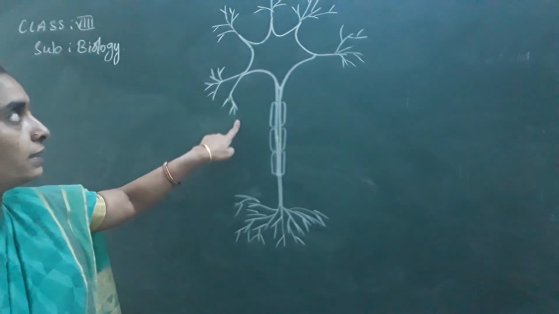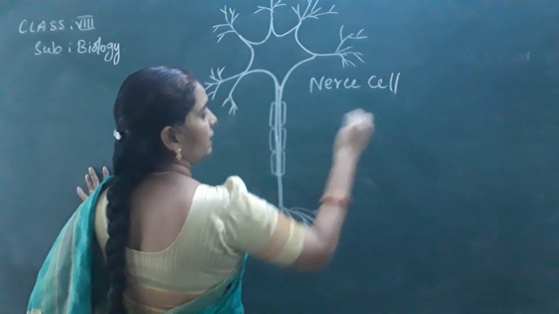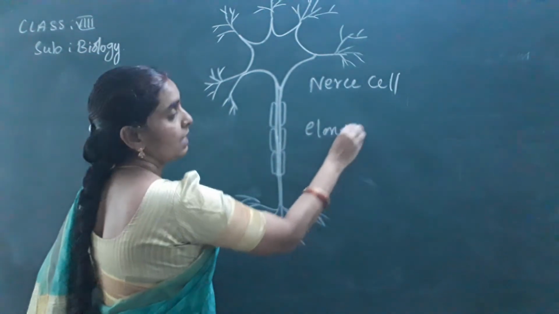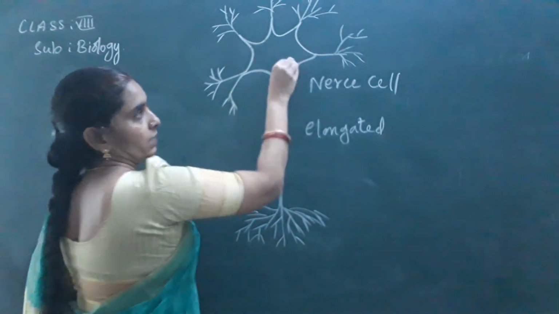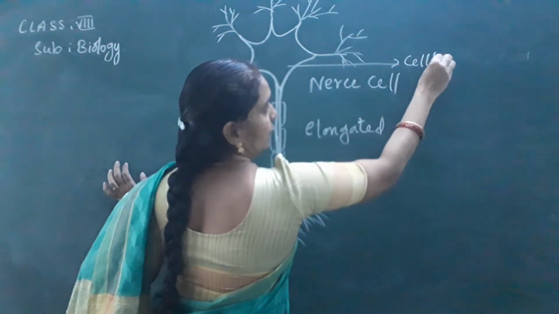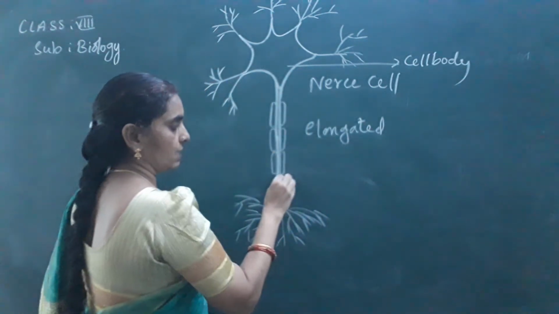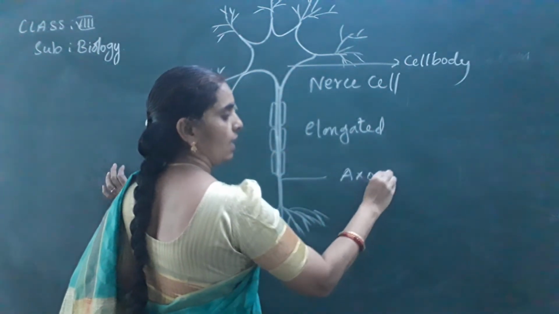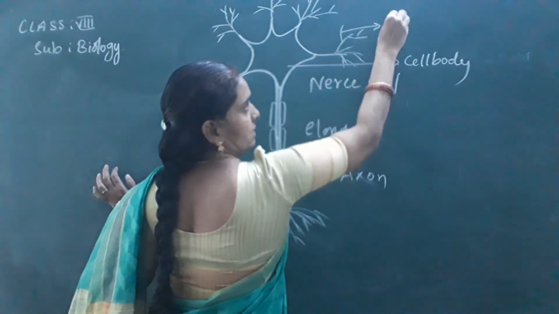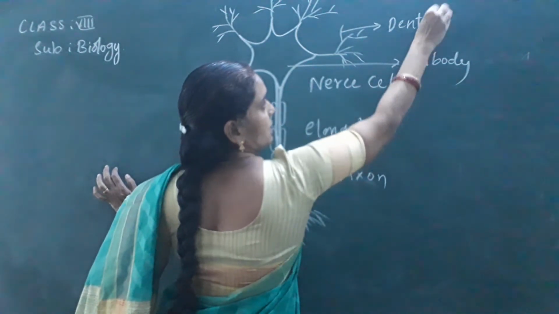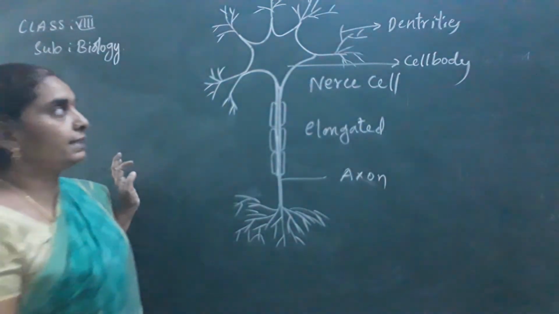See children, this is the nerve cell. It is elongated in nature. It consists of the cell body. This is the cell body, and this is a continuation process called the axon. And these are dendrites, small hair-like structures that arise from the cell body. They are called dendrites.